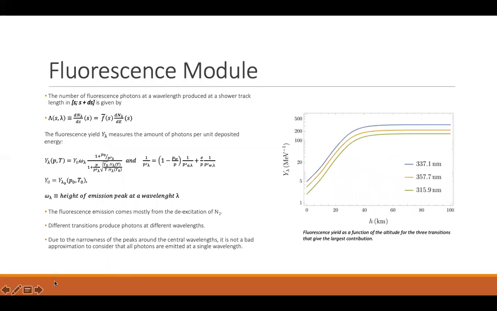The fluorescence module: fluorescence comes from the de-excitation of the nitrogen atoms, which make up 70% of the atmosphere, closely as an estimate, and there is some more calculation work done here. Most of the emission comes, as you can see, at height in the atmosphere. Most of the emission is very high up in the atmosphere and comes in those wavelengths that are listed over there, around 350 nanometers on average.